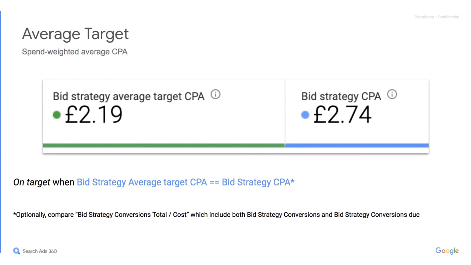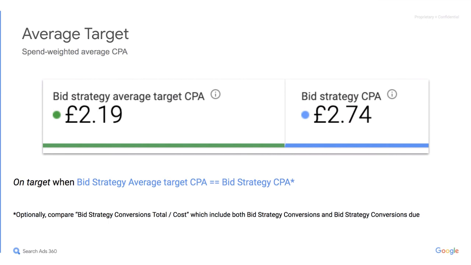When bid strategy average target CPA is equal to the bid strategy CPA, this means your bid strategy is on target. Also, if you have a really long conversion delay, then what we would recommend is to exclude that time period over the last days and then look at your performance, because there are conversions that are missing out and that can lower your bid strategy CPA when they reflect properly.